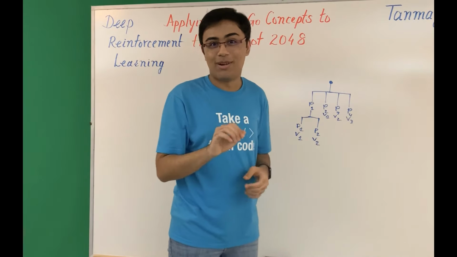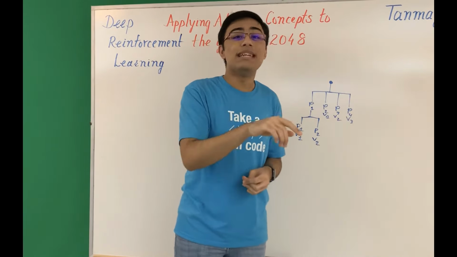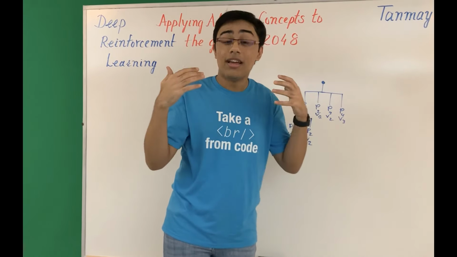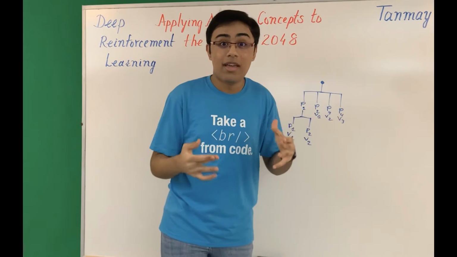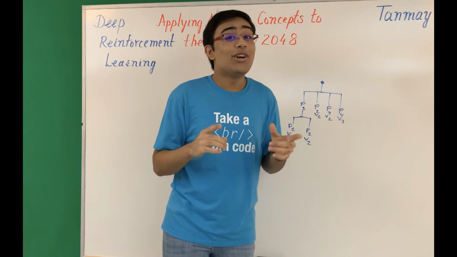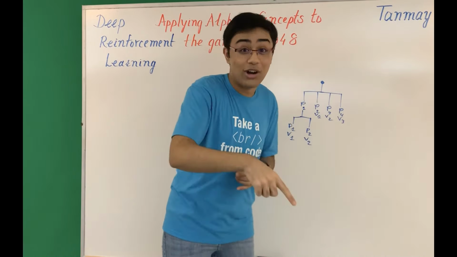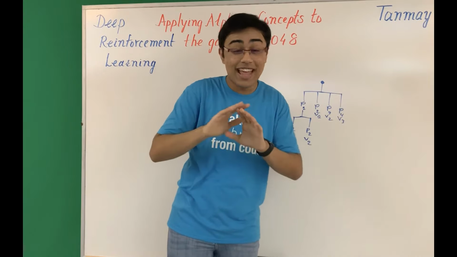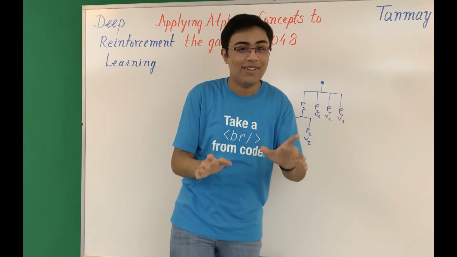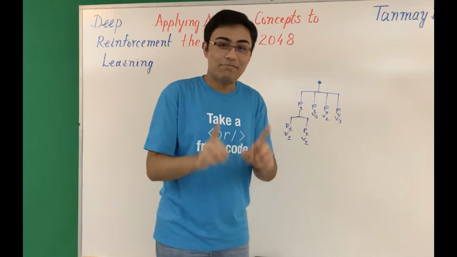And here's the interesting part. AlphaGo was able to beat Lee Sedol, a human grandmaster at the Go game. And then AlphaGo Zero, which was trained on no human data, was able to beat AlphaGo 100 games to 0. That is absolutely incredible. But wait, it gets better.